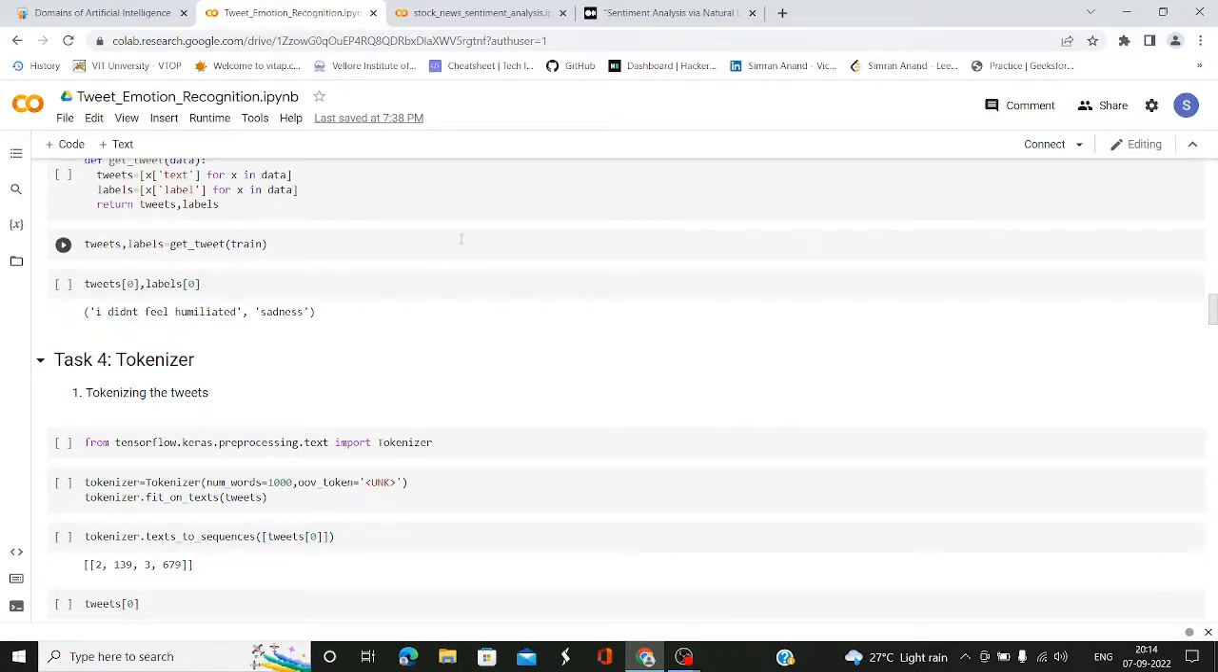And what is this showing? I did not feel humiliated. Now we know that humiliated is a sad word. It is associated with sadness. It's not a positive word. So we can make out that it is coming under negative sentiment.